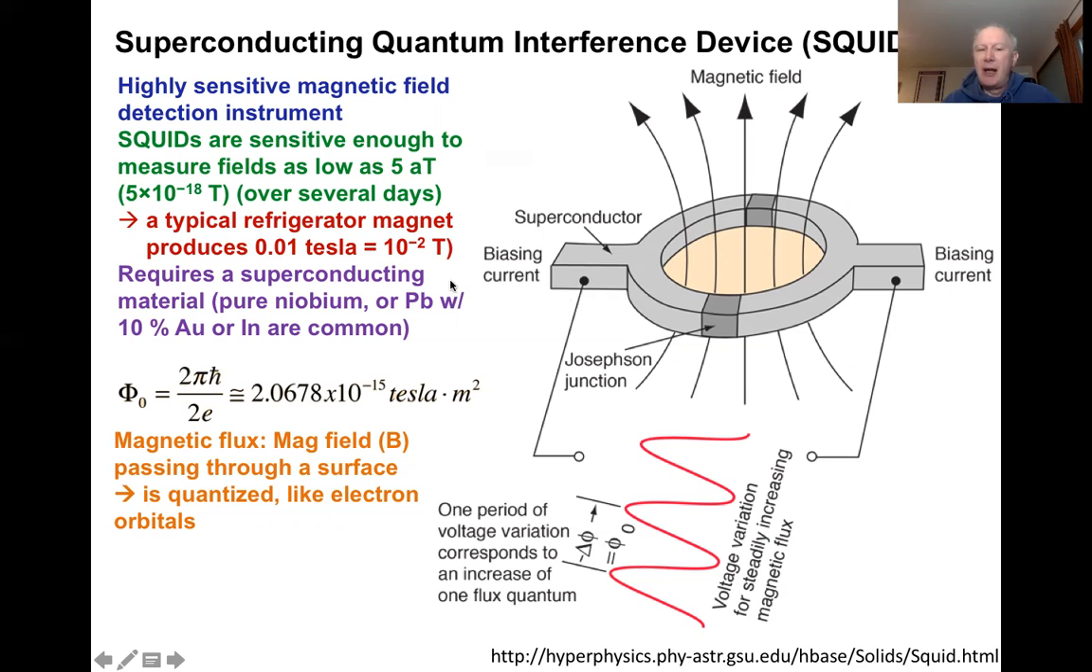The problem is that it requires a superconducting material, and most superconducting materials only superconduct at ultra low temperatures, so below 4 degrees Kelvin. And so this device requires that it be immersed in liquid helium at 4 degrees Kelvin. So we're not going to have one here at Pacific. The way it works is really cool though.